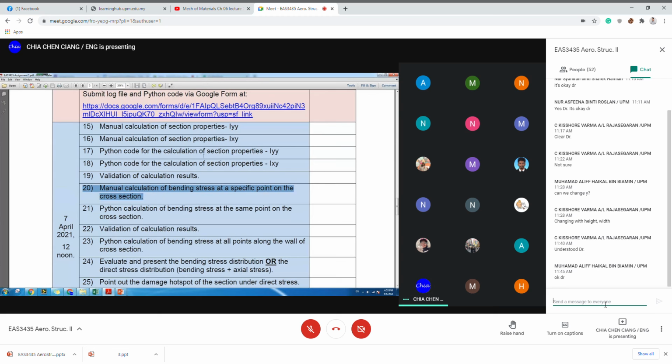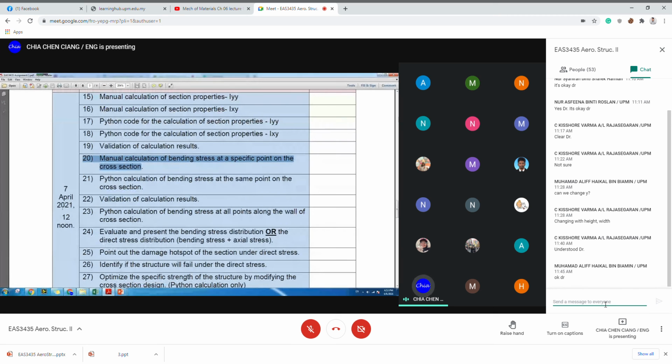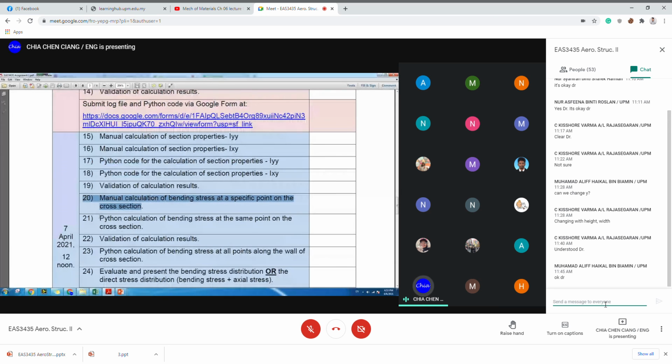Because IXX, IYY, IXY are considered structure 1, you should be able to settle them alone. So whether you have a member or not, you submit alone or as a team. This one is due the same date, tomorrow. Starting from 20 until 27, we postpone one week, but you need to form a group of 4 or 5 people. Is that clear?